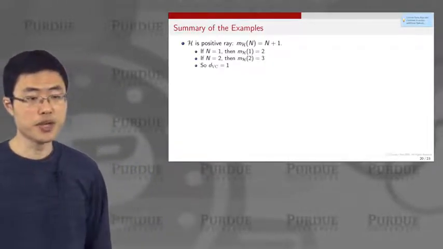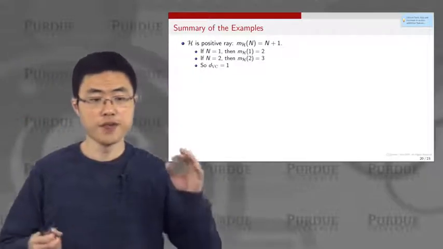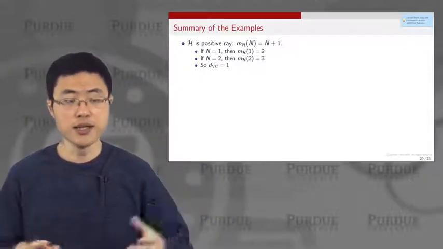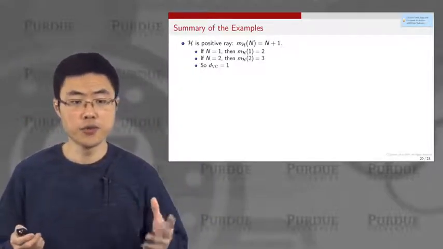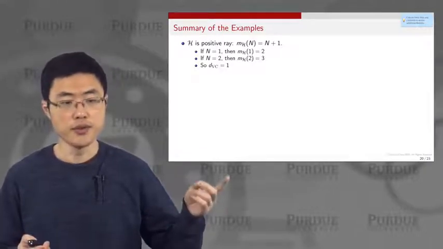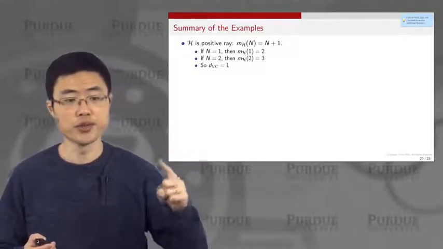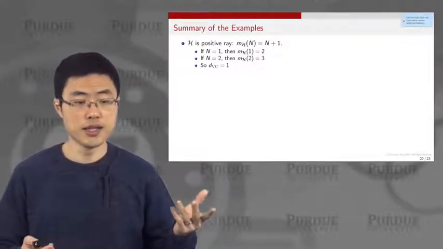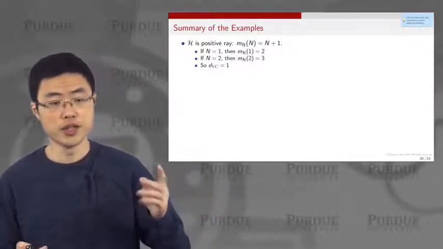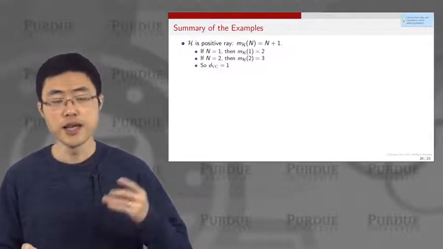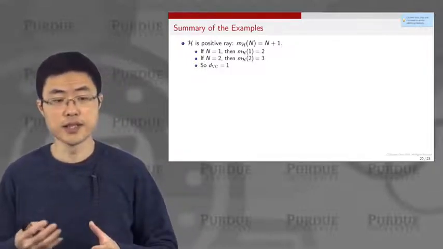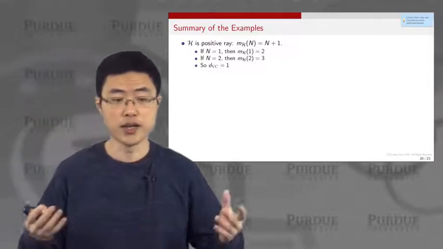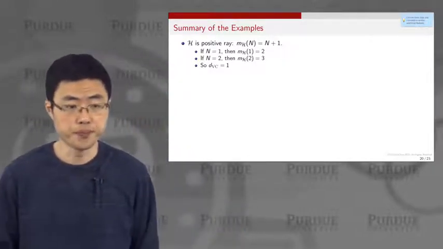So to summarize, what we have shown before is that if you have a positive ray, then the growth function is n plus 1, and we can show that if you only have one data point, the growth function m_H(1) is 2. And then if you have two data points, the growth function is 3, and 3 is of course less than 2 to the power 2, which is 4, and so we claim that the VC dimension is 1.